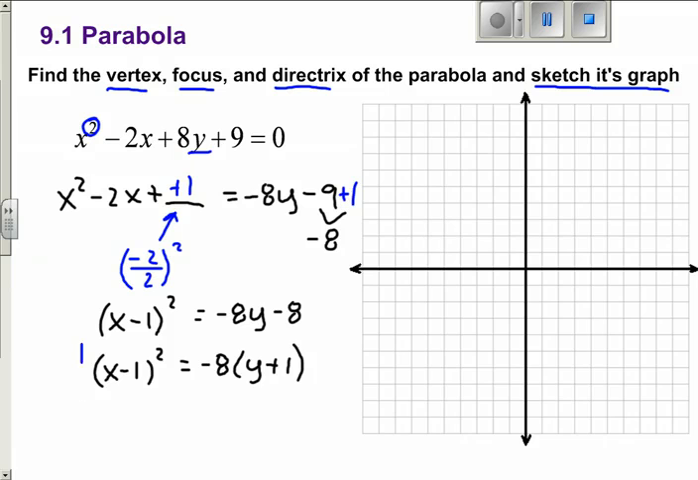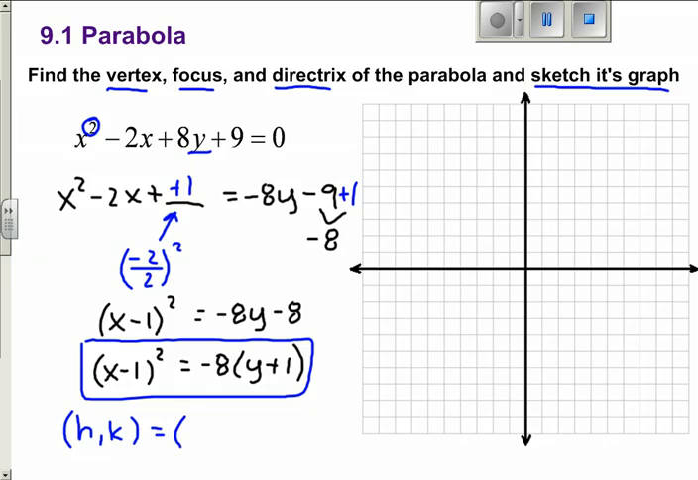Okay, now this is in standard form, which means that my h and k is equal to +1 and -1. It also means that this right here is equal to 4p. This would mean that p is equal to -2. That's because -8 equals 4p. Divide that by 4, you get -2.